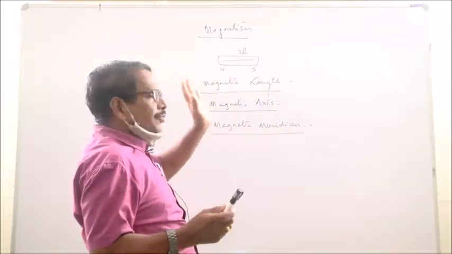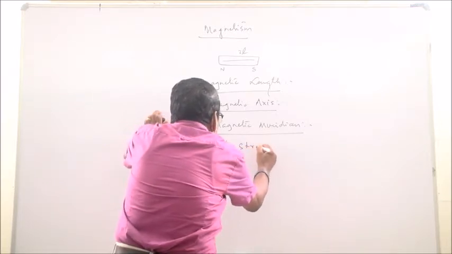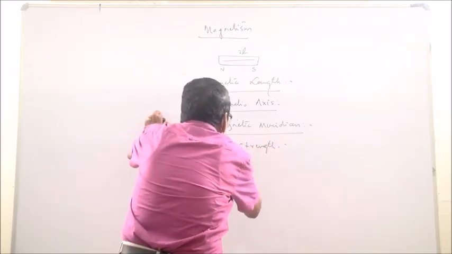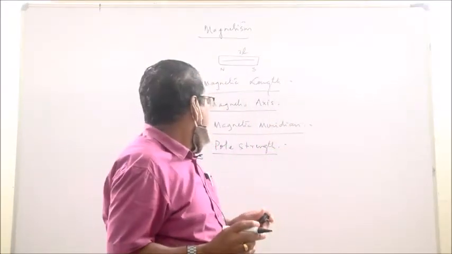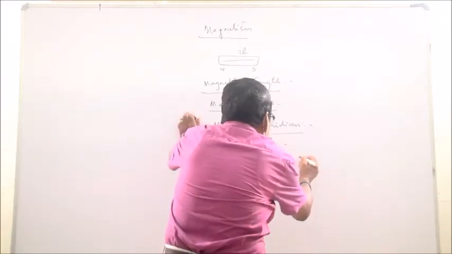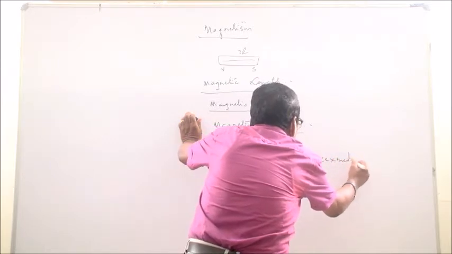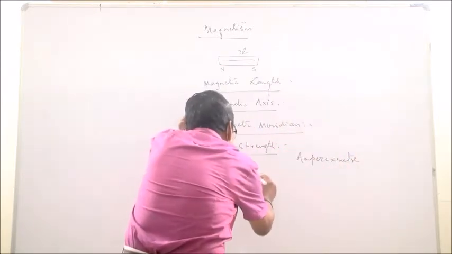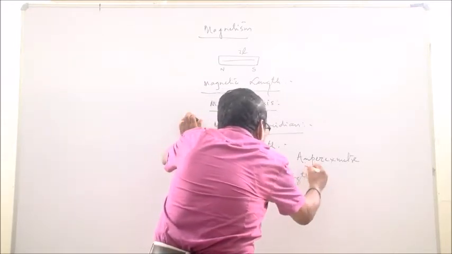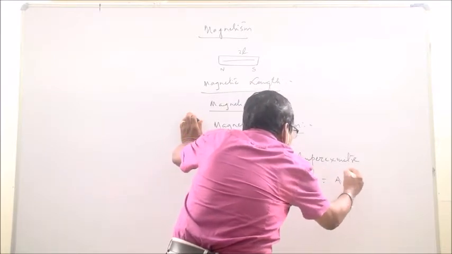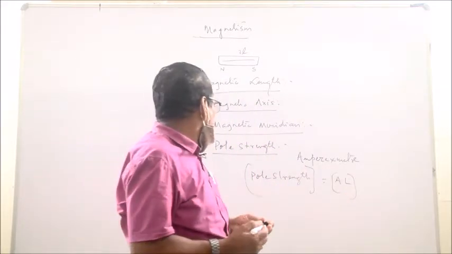Then the most important factor of a magnet is pole strength. The magnetic properties are concentrated at the poles of the magnet. The pole strength is measured by what? By ampere meter. Unit is ampere meter. The dimension of pole strength: ampere dimension is A and meter dimension is L. So pole strength of the magnet is in ampere meter.